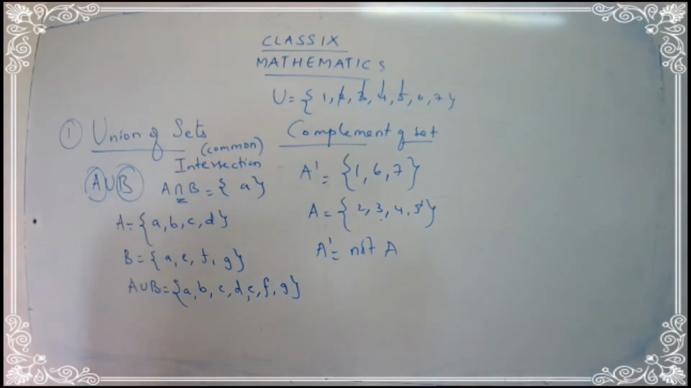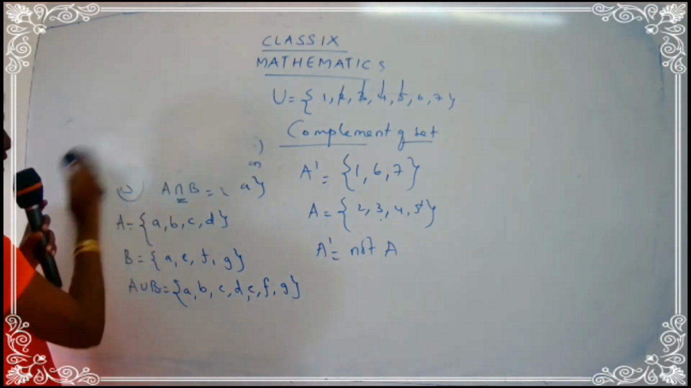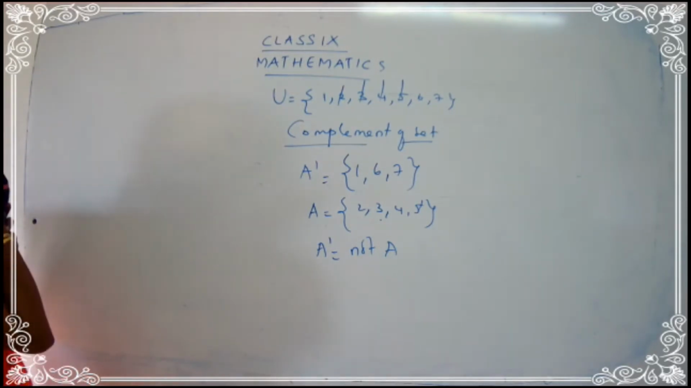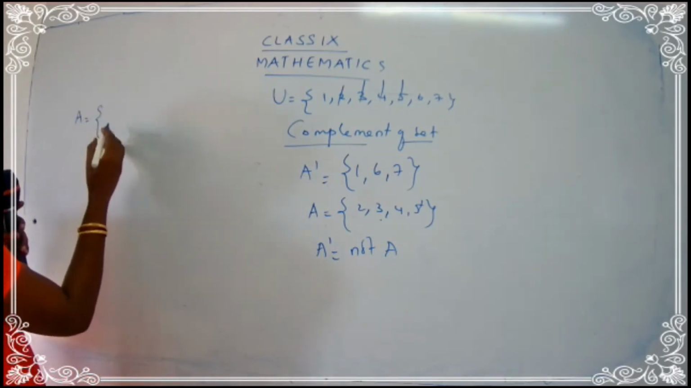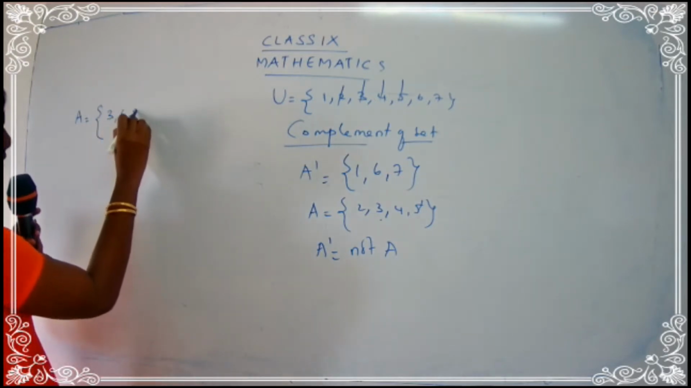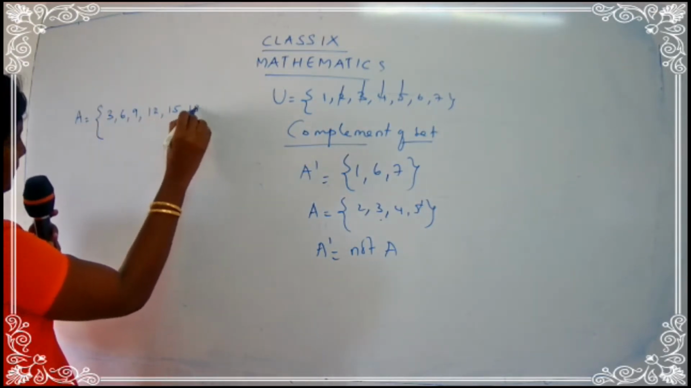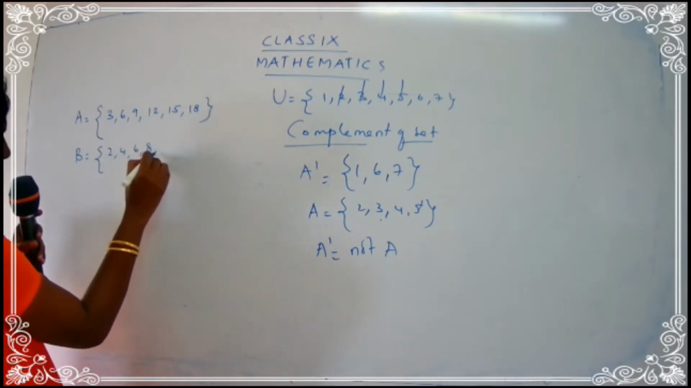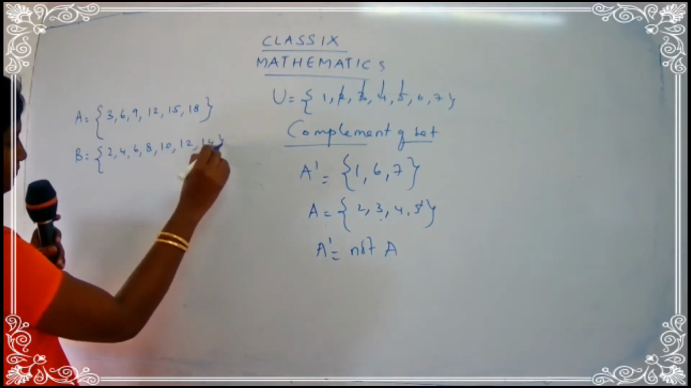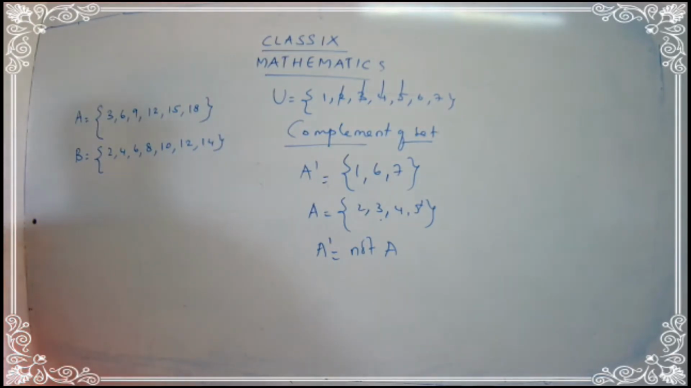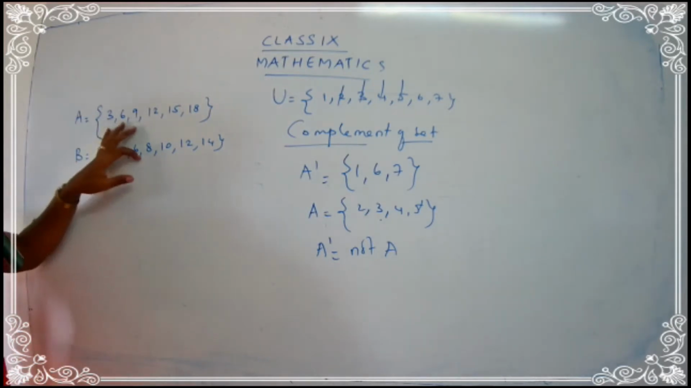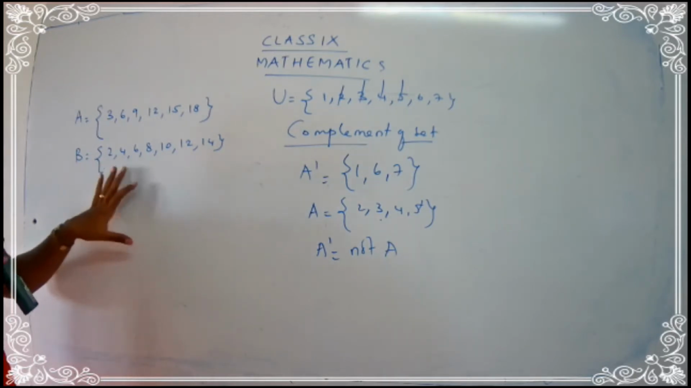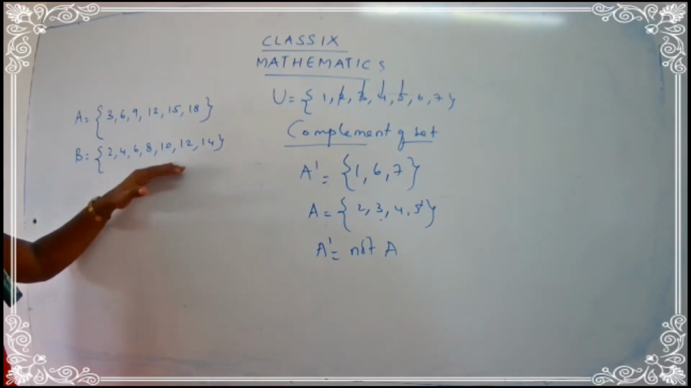And also we have seen the difference of two sets. I'll just give you another example for difference. Suppose we have a set A as 3, 6, 9, 12, 15, 18. And we have a set B as 2, 4, 6, 8, 10, 12, 14. So what are the members of A? 3, 6, 9, 12, 15, 18. And also we have a set B: 2, 4, 6, 8, 10, 12, 14.